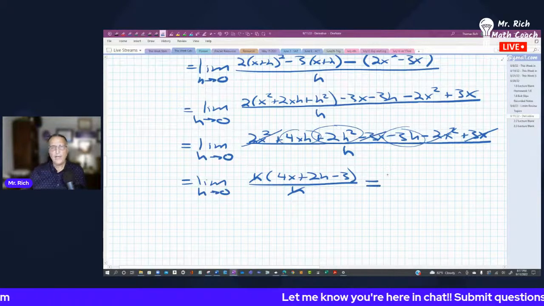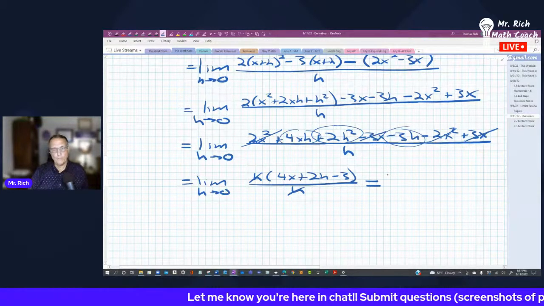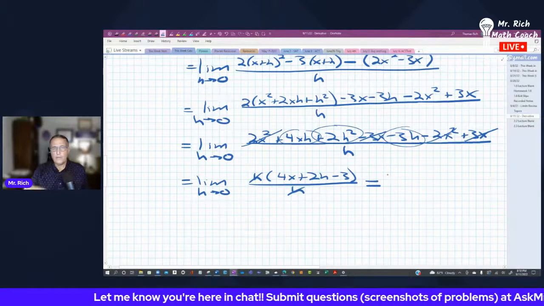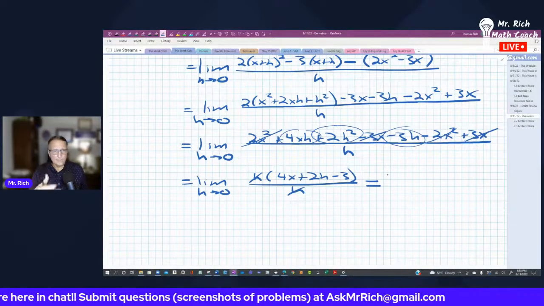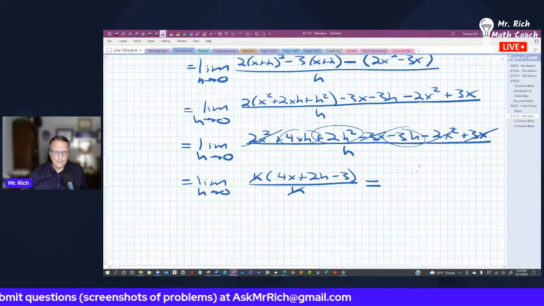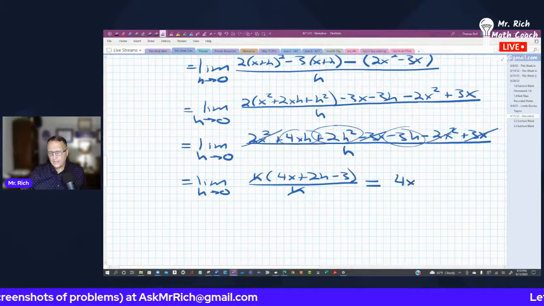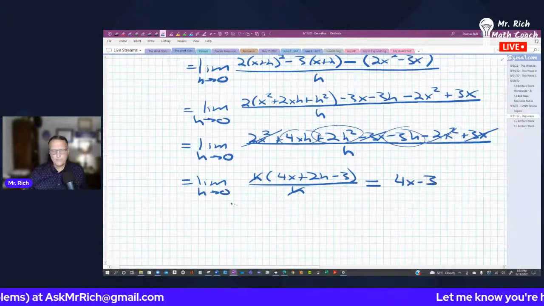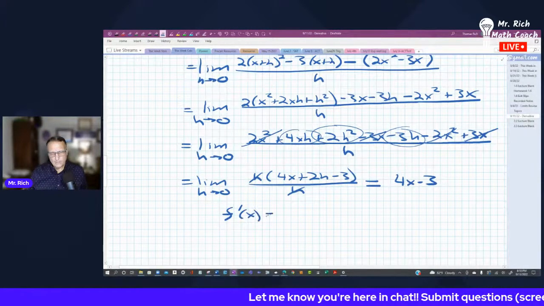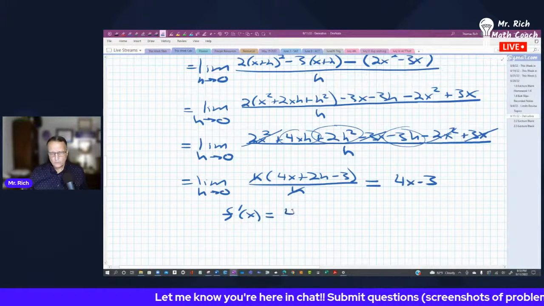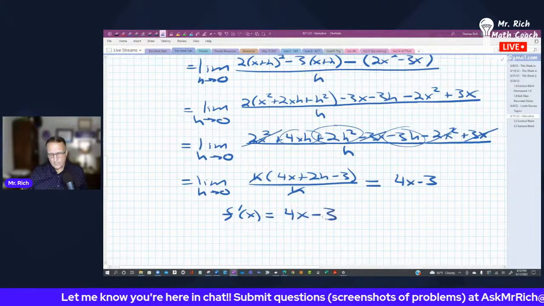Now I can use direct substitution. Right? Before this moment, all of my other expressions would have yielded 0 over 0. But now since those h's cancel and I let h go to 0, I get an answer of 4x minus 3. So what does that mean? That means f prime of x is equal to 4x minus 3.